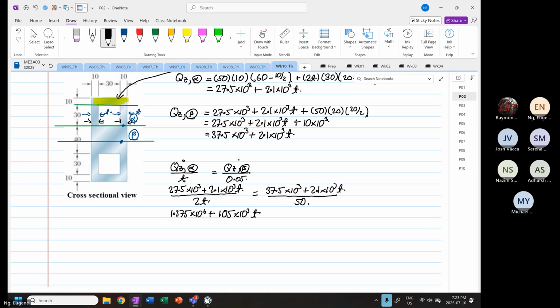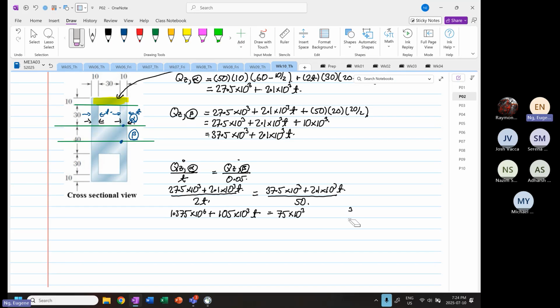Let me do it again. 2.1 to the power 3 times 50. Yep. And then the whole thing will be equal to 37.5 to the power 3 times 2, 75 times 10 to the power 3, plus 2.1 to the power 3 times 2, which is equal to 4.2 times 10 to the power 3.